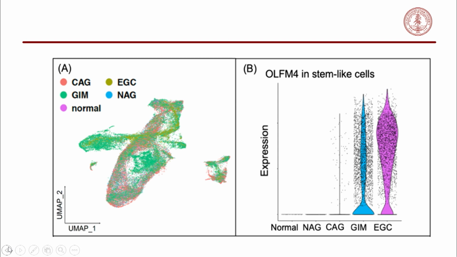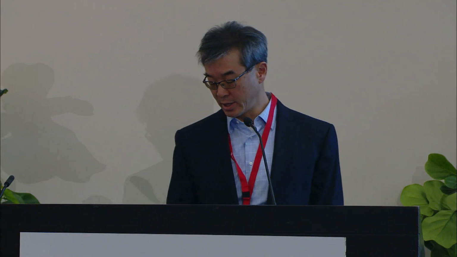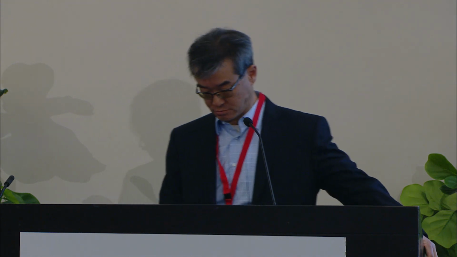And if we looked at those individual cells that overexpressed that particular gene, we find that they clustered, they weren't present in chronic atrophic gastritis or others, but they did show up in gastrointestinal metaplasia and early gastric cancer, as shown on the violin plot on the right side. So we're on the right path.